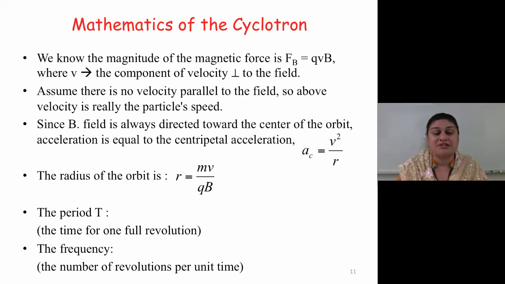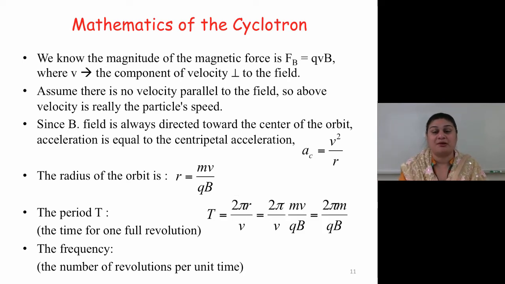The period, which is the time for one full revolution, will be given by, since it's moving in a circle, the circumference, 2 pi r over v. You can plug the value of r from here into here, and the v's will get cancelled, and you will get 2 pi m over qB, which is very interesting. The thing to note is that the period is independent of the velocity of the particle. It is given by 2 pi m over qB. All of those terms only depend on the particle that you are using.